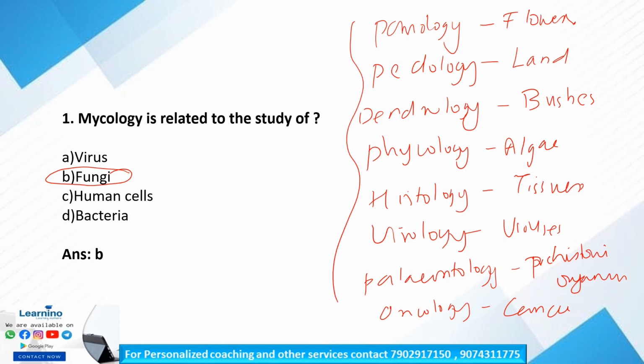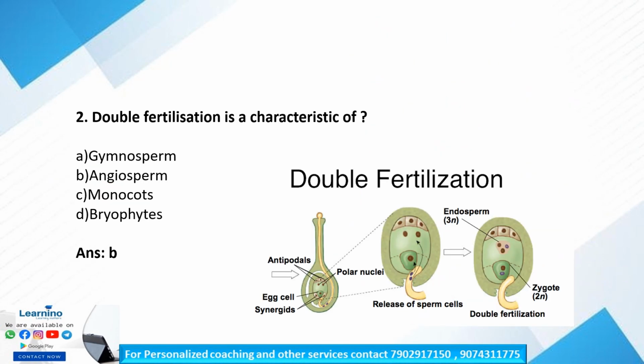Second question, double fertilization is a characteristic of. Double fertilization is a complex fertilization mechanism of flowering plants. Our options are A gymnosperm, B angiosperm, C monocots, and D bryophytes. The flowering plants are also called angiosperms. So we can say double fertilization is a characteristic of angiosperm.